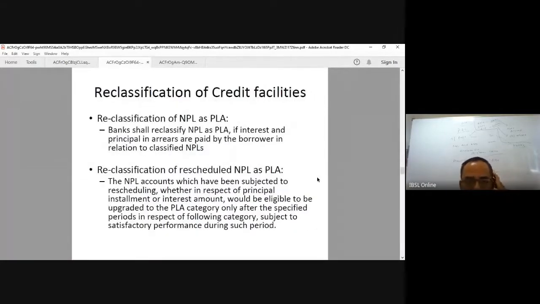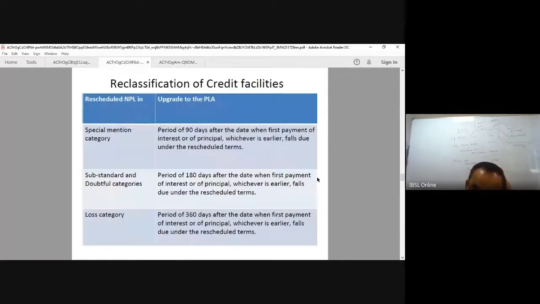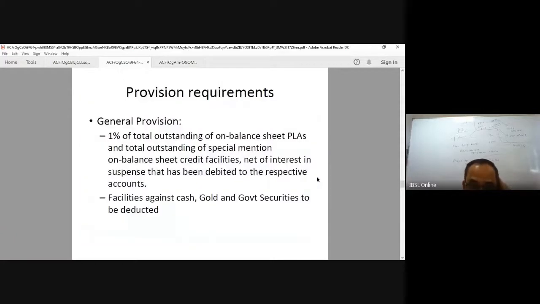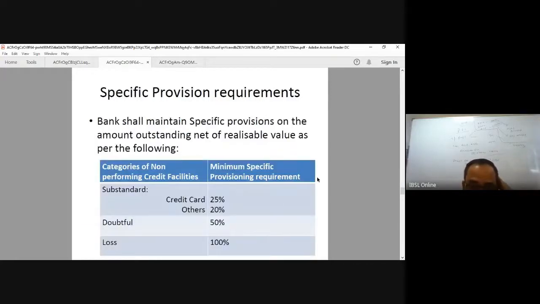Then we looked at how you reclassify, and what the important points are under reclassification. When you are restructuring a facility at different stages under NPA, how do you take it to the performing section? What is the period you need to consider to take it into the performing section? We looked at the general provisions, specific provisions, and the specific provision percentages.